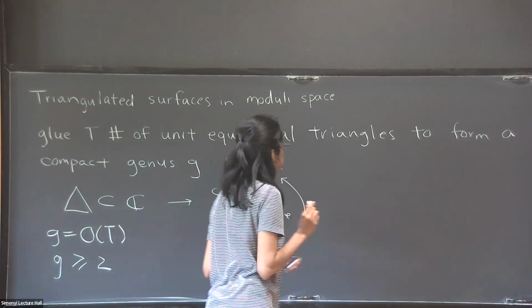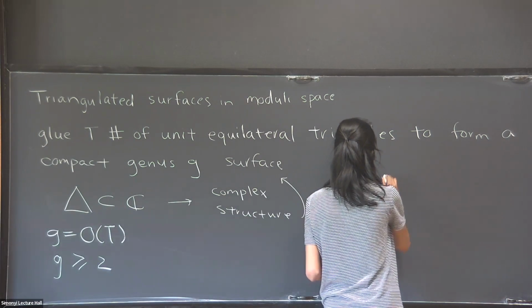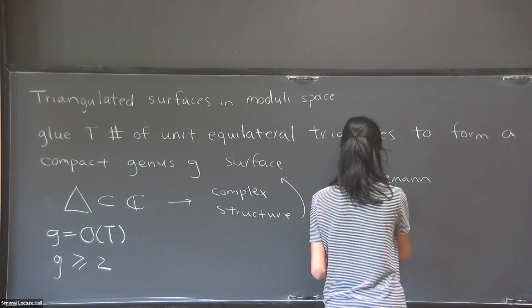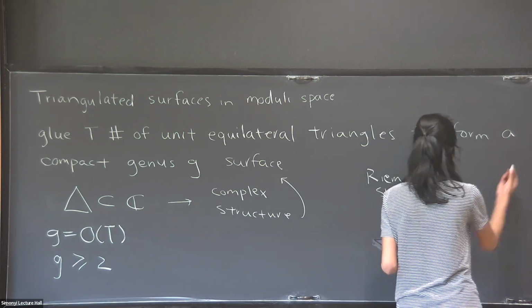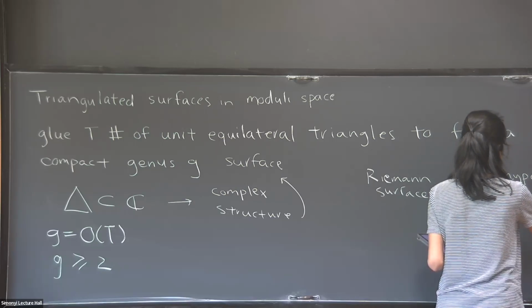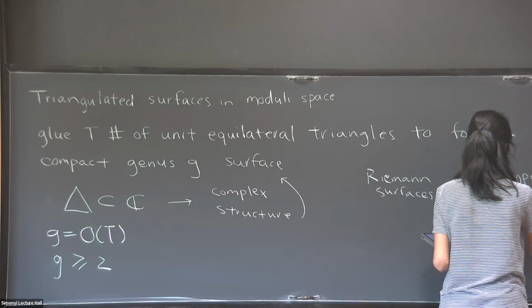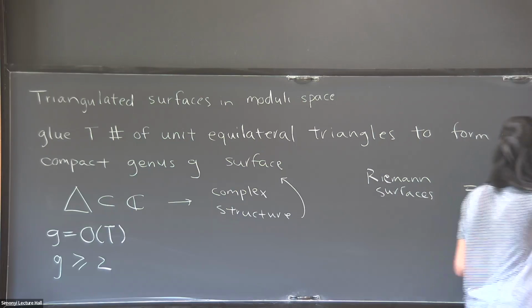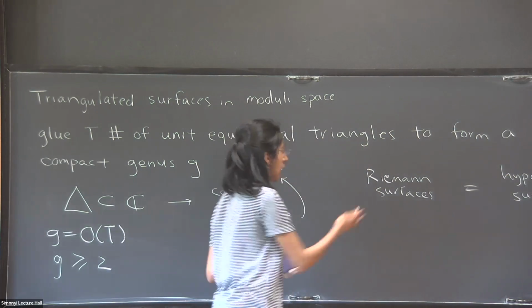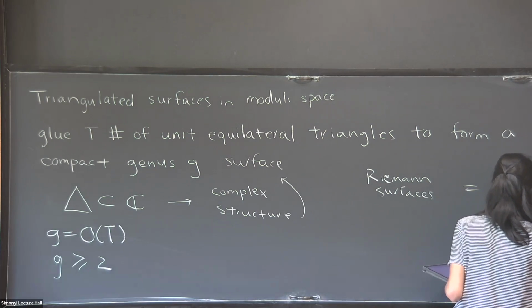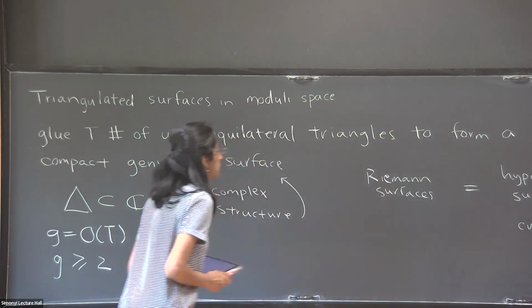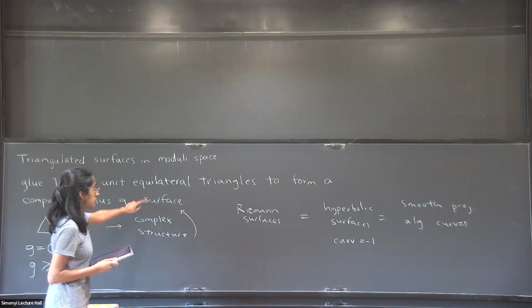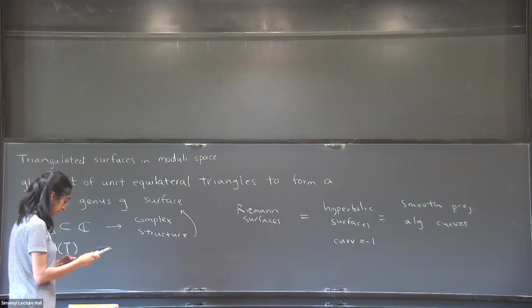So in this situation, it's equivalent to think about Riemann surfaces, hyperbolic surfaces, and smooth projective algebraic curves, so given by polynomial equations. Hyperbolic here means curvature is -1. So in particular, such a surface has a unique conformal hyperbolic metric.